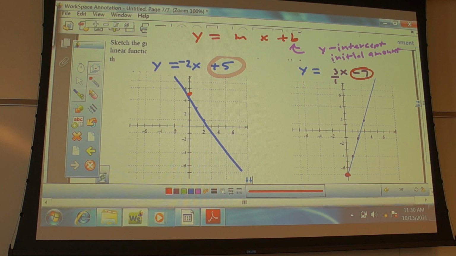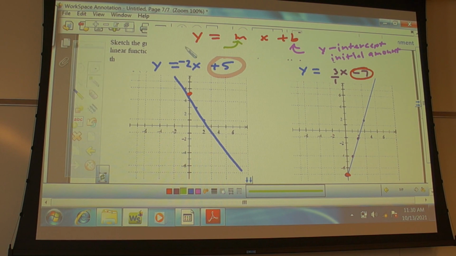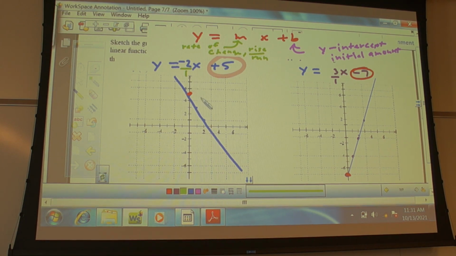And then the slope, this is your rate of change, right? Or my rise over run. So just make all of these fractions: -2 would be -2/1, 3 becomes 3/1.